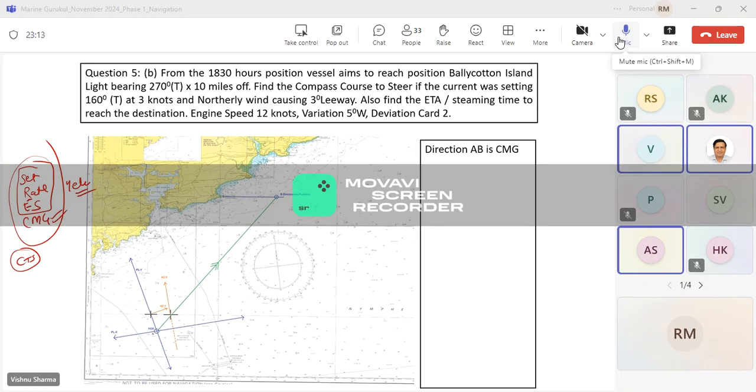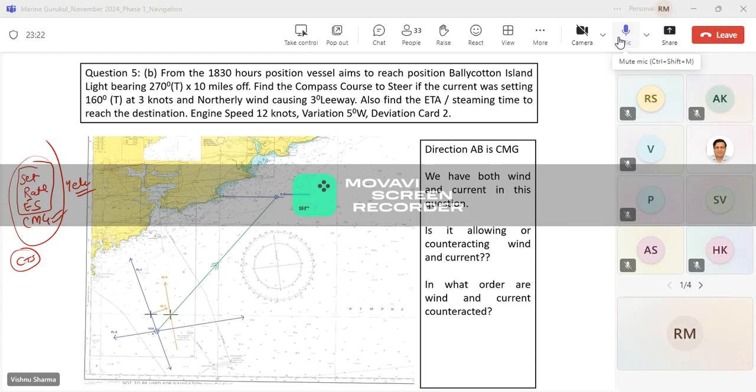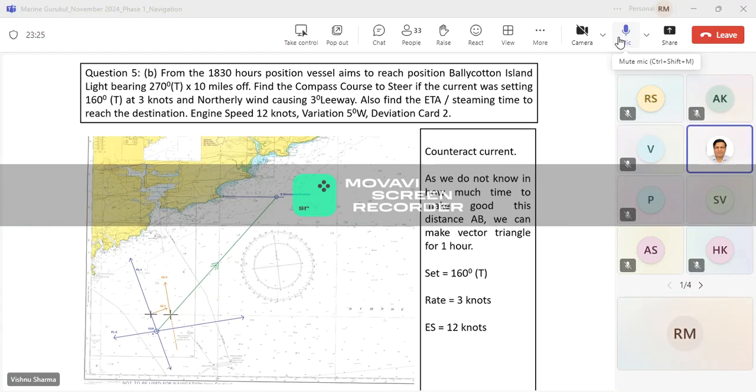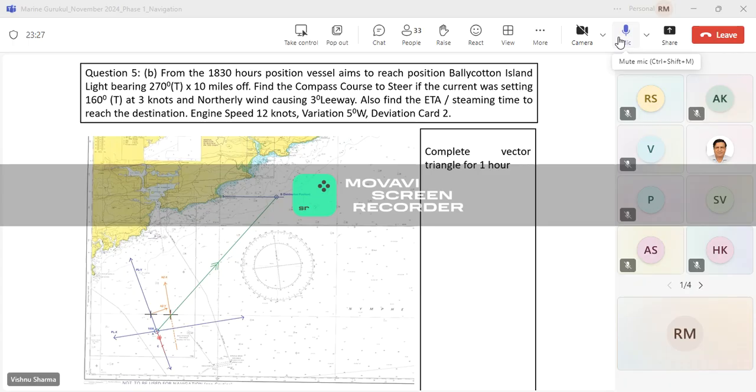Set. Where? At A or B? A. Current is setting 160. So I draw current here. You see, current will come now. 160. We do not have any specific requirement of duration of the triangle. So in the absence of any specific requirement, we draw the triangle for 1 hour. So A to C is the drift for 1 hour, that is 3 miles, or whatever miles it is.